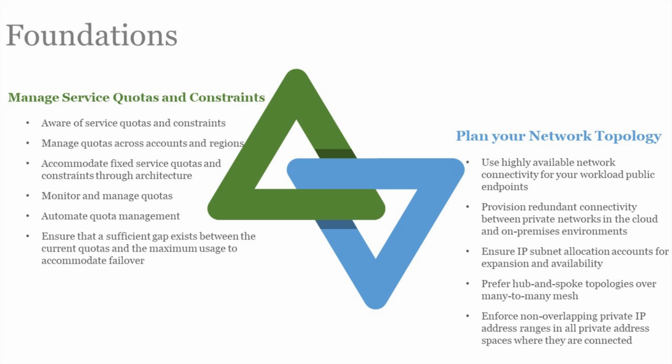Use highly available network connectivity for your workload public endpoints. For your workload, which is publicly accessible, you need to use highly available routing. Services such as Route 53 for DNS, Amazon CloudFront for CDNs, AWS Global Accelerator for Anycast routing, and ELB for HTTP or TCP termination can help you get a managed and highly available endpoint for your end-user connectivity.